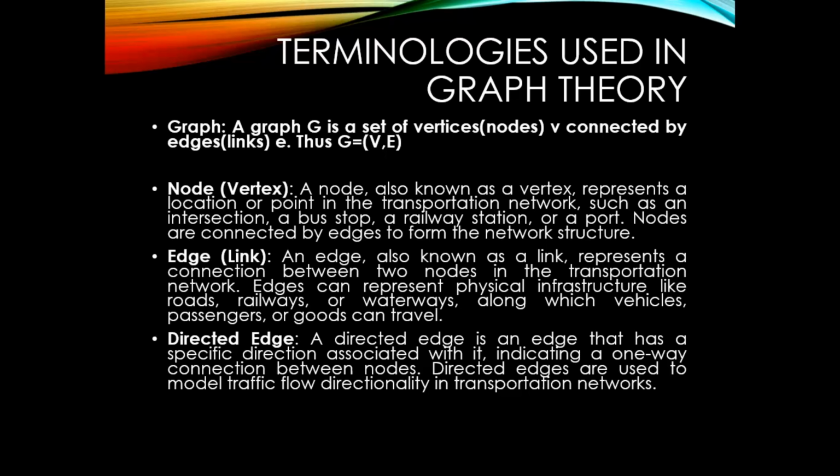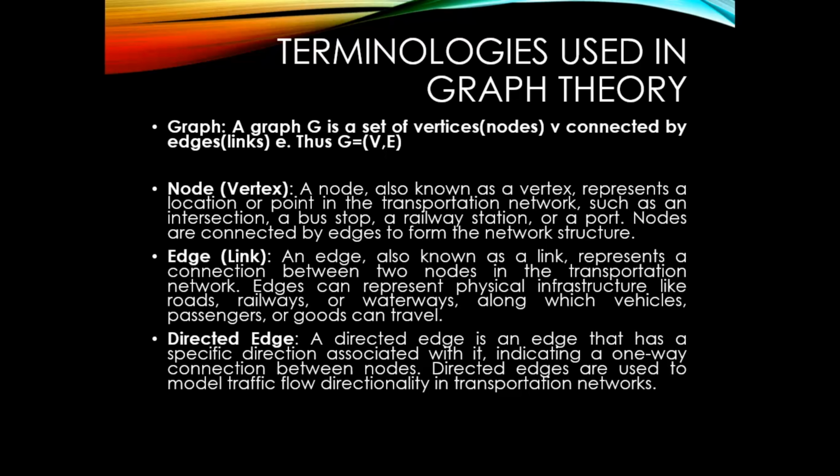So we said a node is just a point of intersection. It might be in the form of a bus stop, a railway station, a port, anything. That position, that point, that location is what we call a node or a vertex.